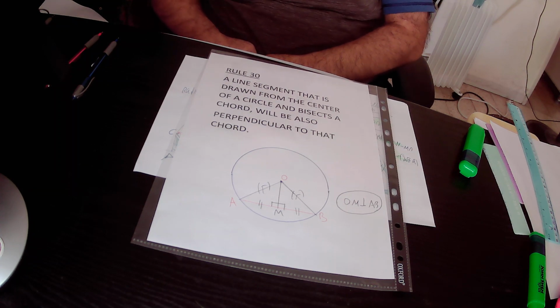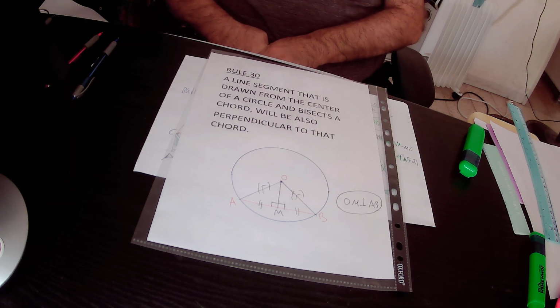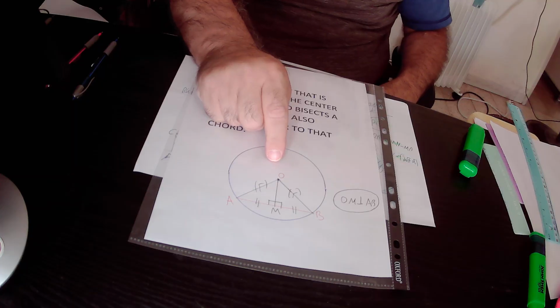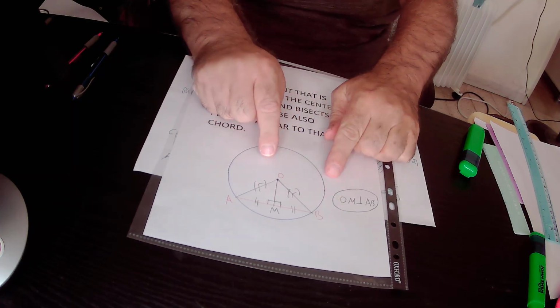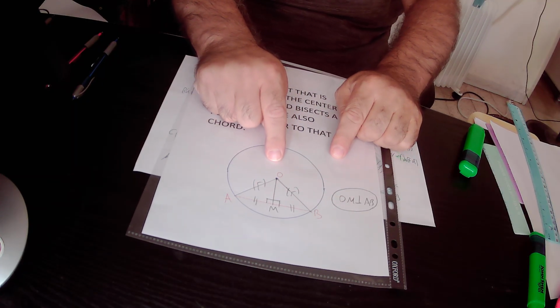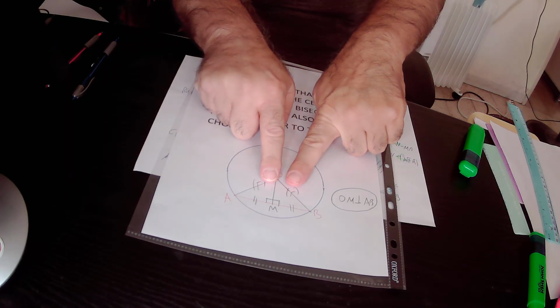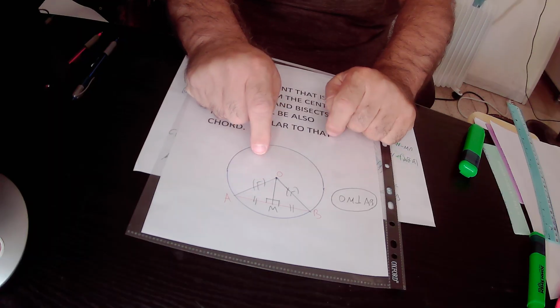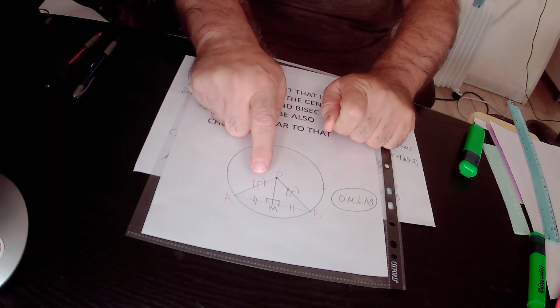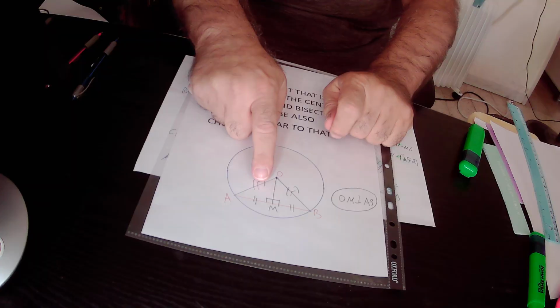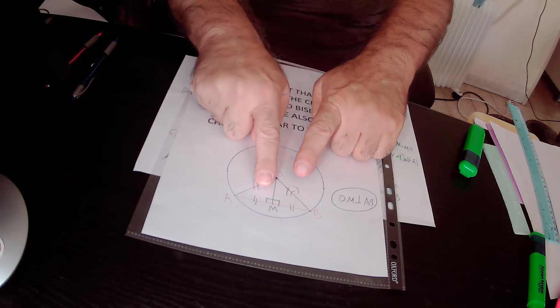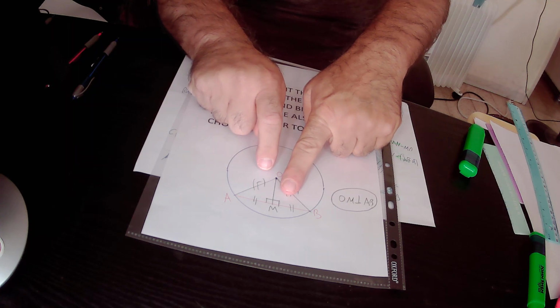According to Rule 30, a line segment that is drawn from the center of the circle and bisects the chord will also be perpendicular to that chord. In the drawing, we have a circle, point O is the center of this circle, and we have a chord AB. Line segment OM bisects chord AB. That is to say, AM equals MB equals AB over 2. And because OM bisects chord AB, OM will also be perpendicular to AB. If OM is perpendicular to AB, it means that this angle equals 90 degrees, and this angle also equals 90 degrees according to Rule 30.